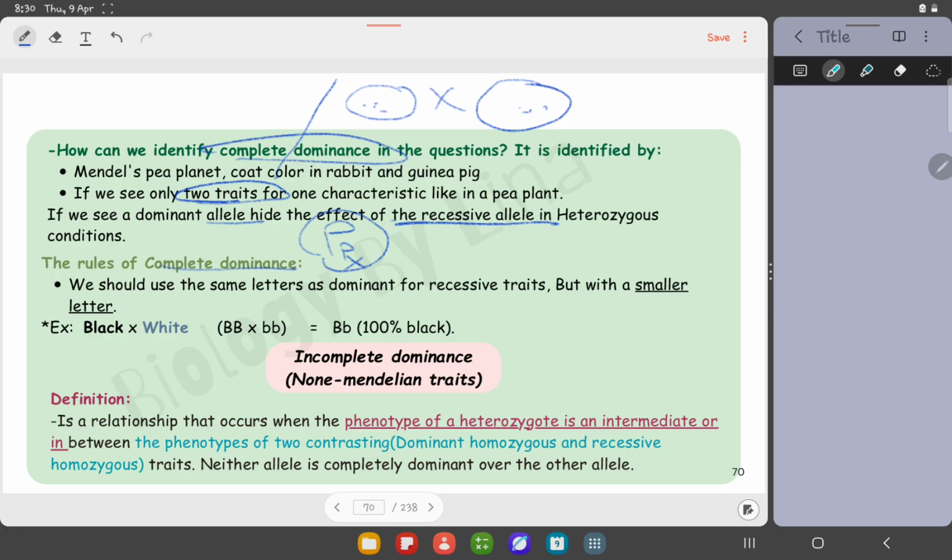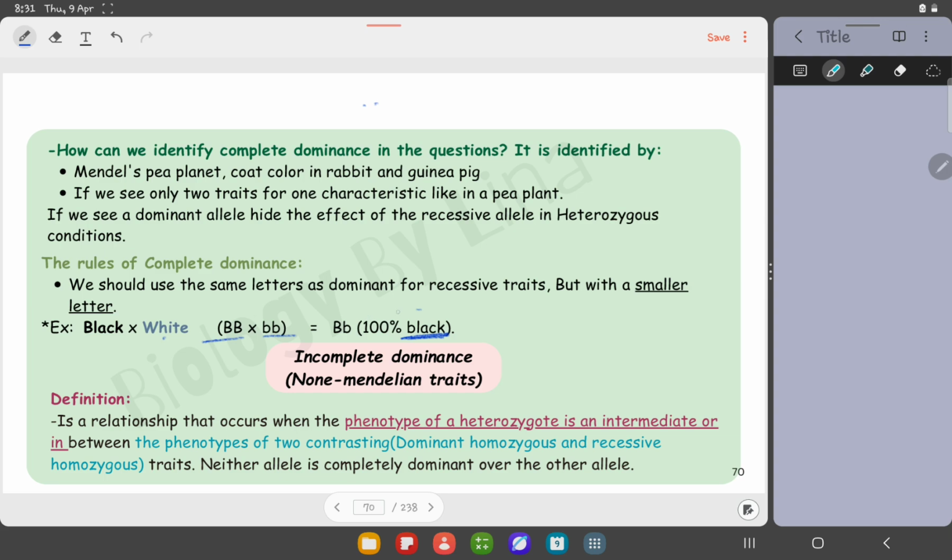The rules for complete dominance, as you all know: for example, if I cross black with white, and this one will be dominant and this one will be recessive, so the black will be B capital, for example, and the white will be b small. So we should use the same letter, the first letter of the dominant one. And at that time, from this cross, 100% will be black, because we don't have another trait here. We only have two traits for each character, black and white, and as a result one of them will appear, either the black or the white. Whichever is dominant will appear in F1.